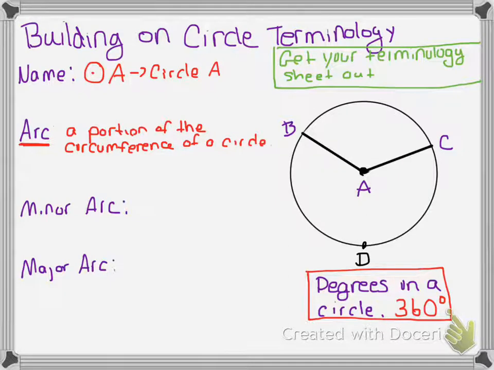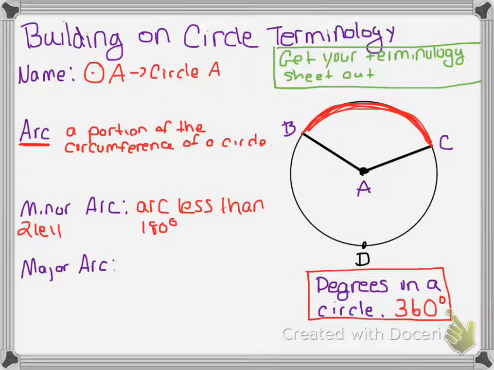Now, a minor arc is an arc that is less than 180 degrees. That means that a minor arc has to be less than half of the circle. So this would be a minor arc, and we name it with 2 letters. Okay, you need to add this into your minor arc. A minor arc has 2 letters. In this case, it would be arc BC. So BC, and then you put a curved line over it to be an arc.